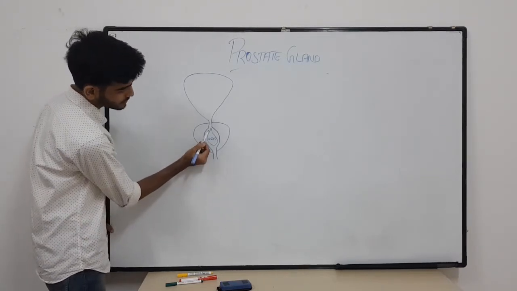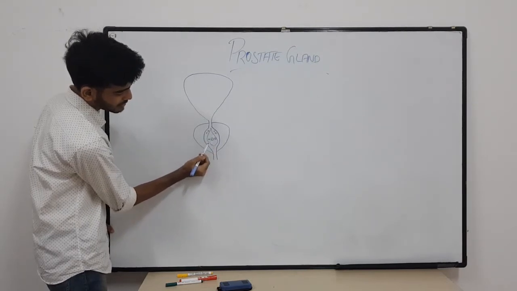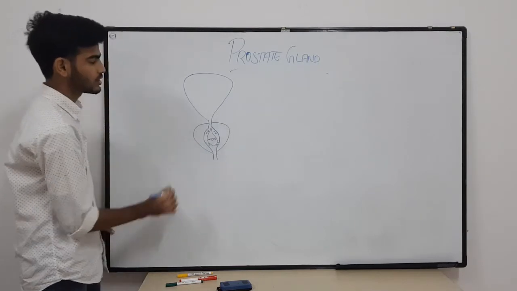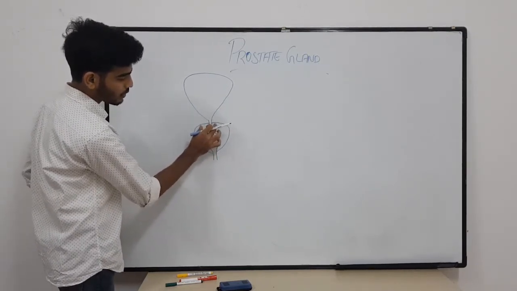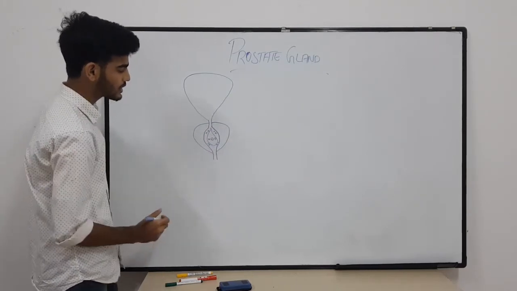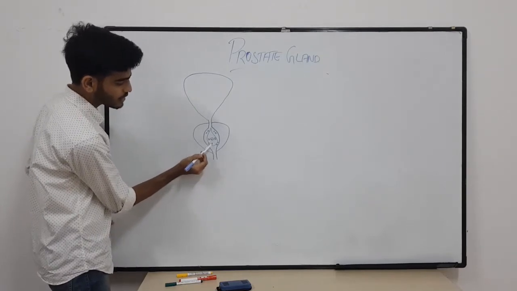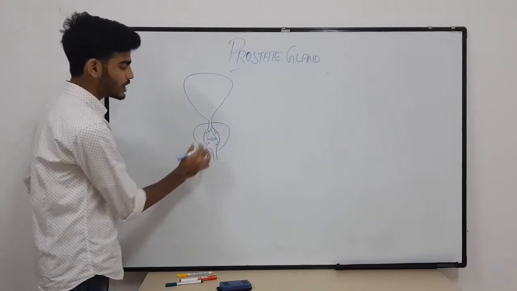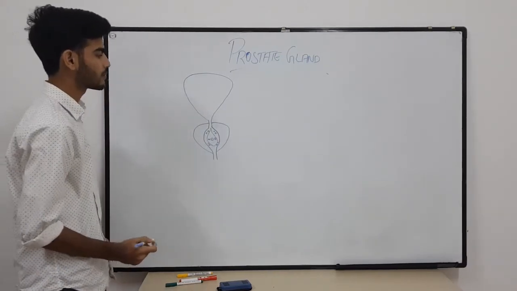Now here we have the opening of prostatic ducts. So the prostatic ducts are opening here. This is the urinary bladder and the urethra is coming. This is the prostatic urethra. The enlarged part is called the colliculus, and to the center the prostatic utricle is opening, and to the side of them the ejaculatory ducts are opening, and here the prostatic ducts are opening.